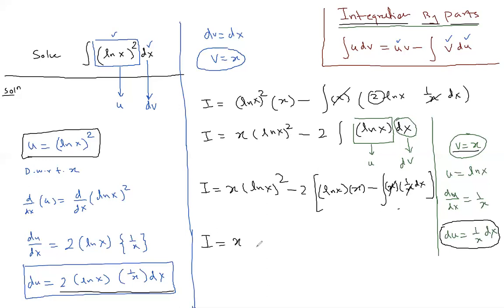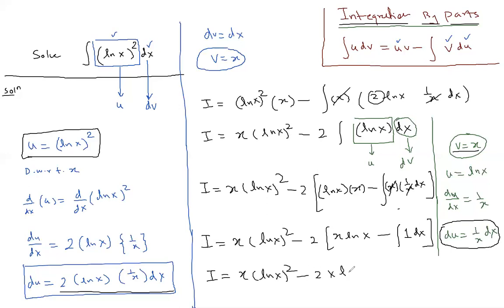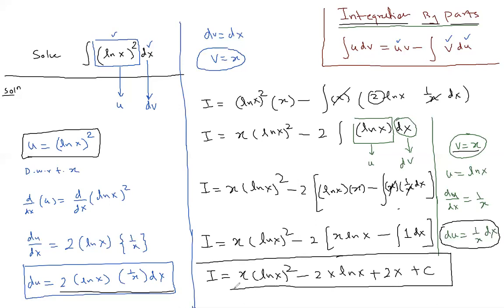So I'll get I is equal to x (ln x)² minus 2 times x ln x minus the integration of 1 dx. I can multiply the 2 inside later on. Now the integration of 1 dx becomes x. So let me write down the final answer here. This is x (ln x)² minus 2x ln x, minus minus becomes plus 2x. And of course, you should write the constant of integration, that is plus c. And this is how your final answer is going to be.